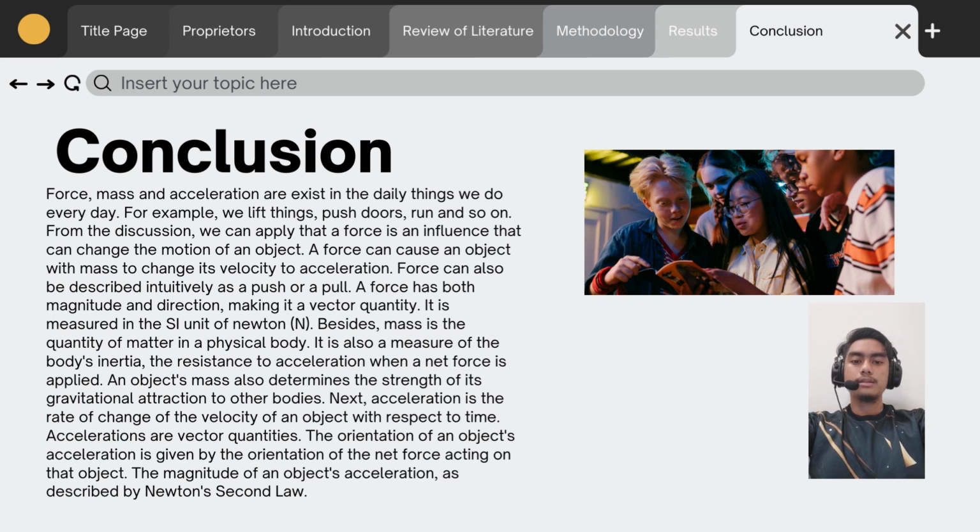Besides, mass is the quantity of matter in a physical body. It is also a measure of the body's inertia, the resistance to acceleration when a net force is applied. Mass of an object also determines the strength of its gravitational attraction to other bodies. Next, acceleration is the rate of change of the velocity of an object with respect to time. Acceleration is a vector quantity. The orientation of an object's acceleration is given by the orientation of the net force acting on the object. The magnitude of an object's acceleration is described by Newton's second law.